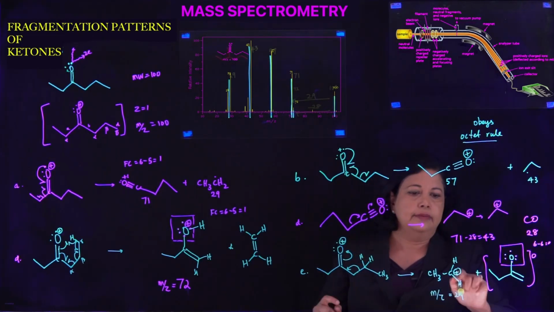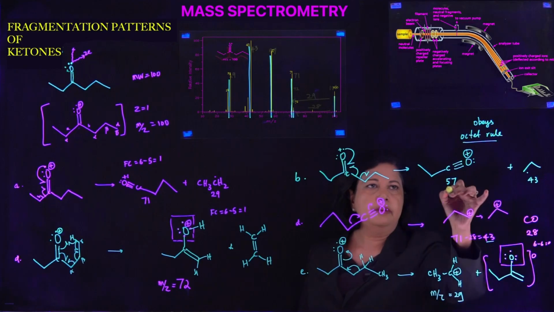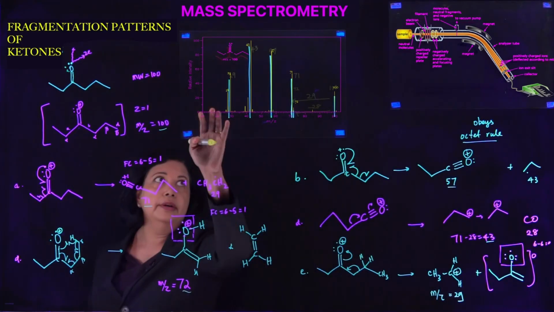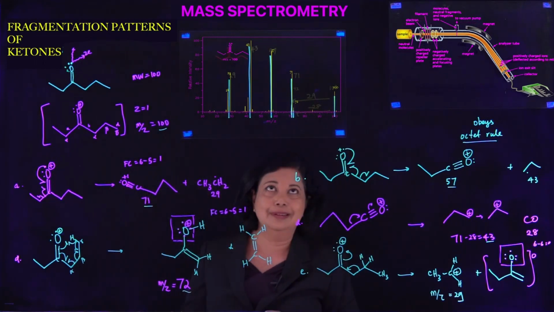All right. So we have 29, 43, 57, 72, 71, and 100. All of these peaks here.